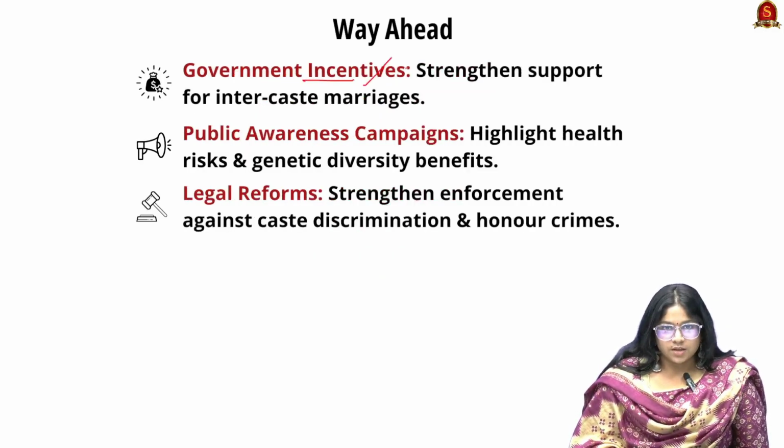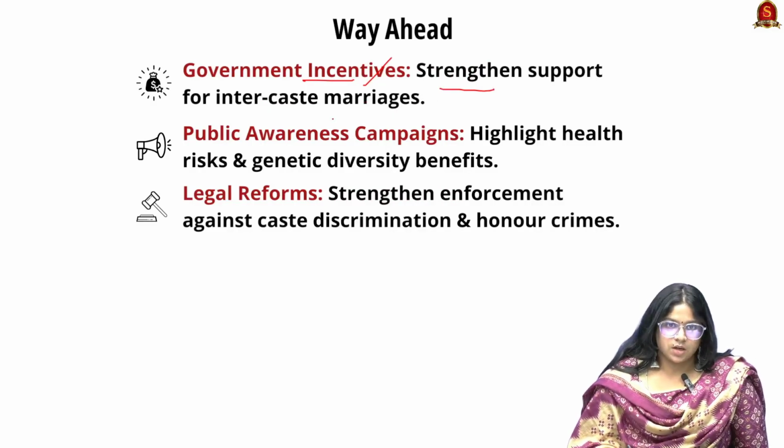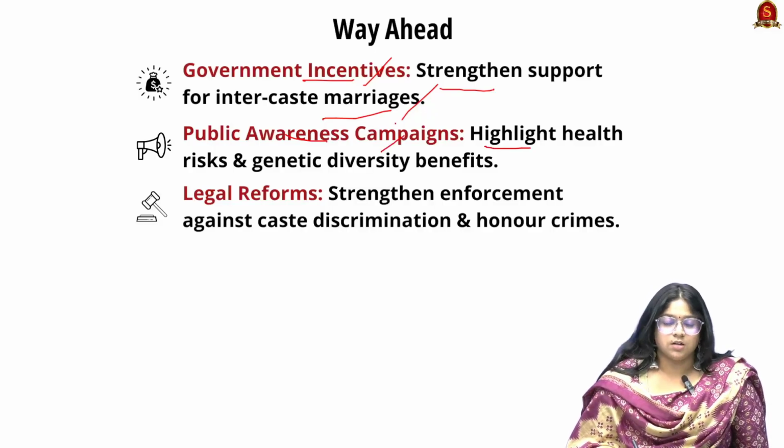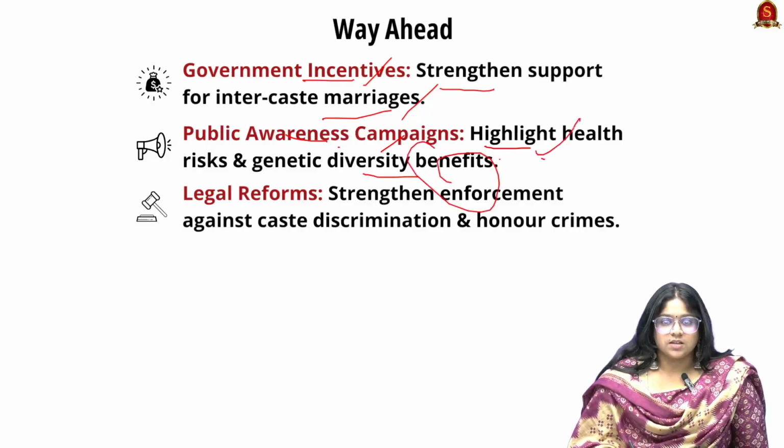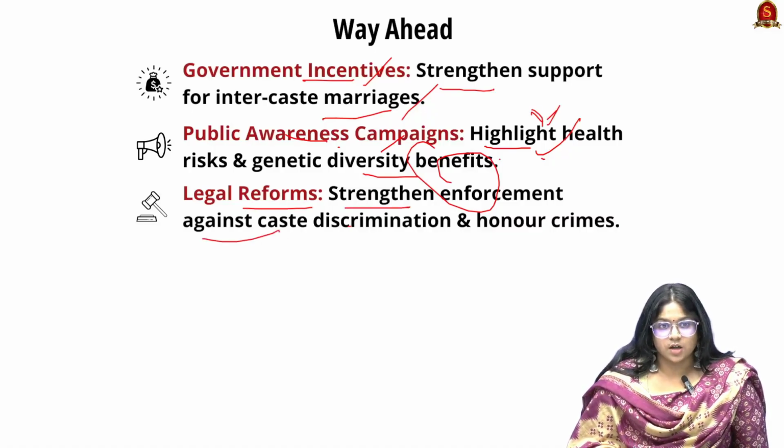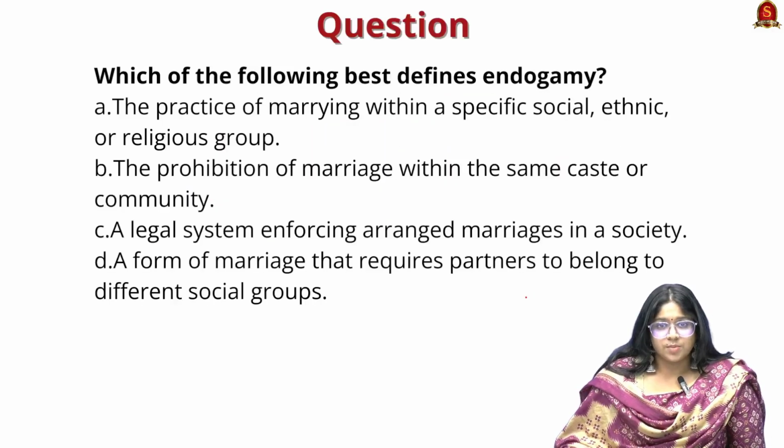Bringing in government incentives to strengthen the support for intercaste marriages. Next, public awareness campaigns, for example, highlighting health risks and the benefits of genetic diversity. So here there is coverage of every perspective on marriage, and having legal reforms, strengthening the enforcement against caste discrimination and honor crimes. Now let us see a prelims question.